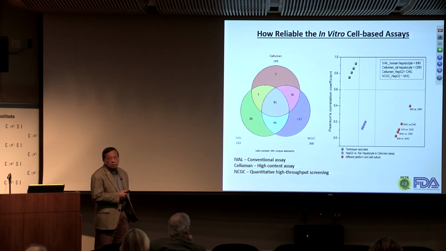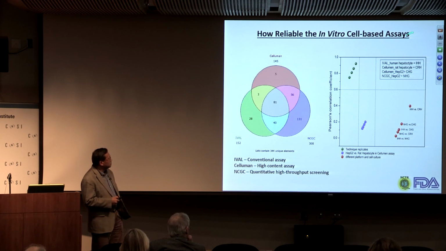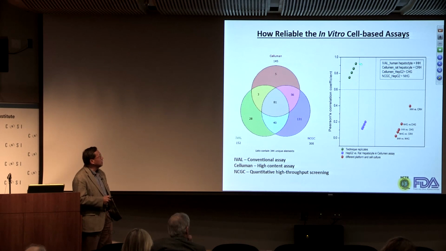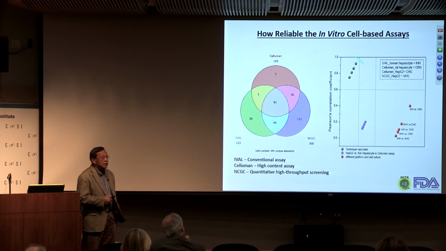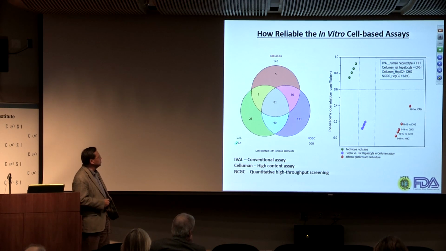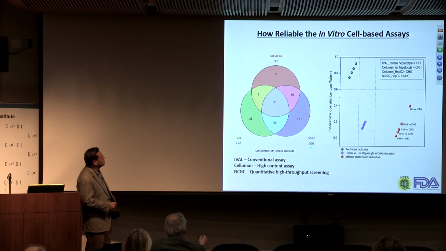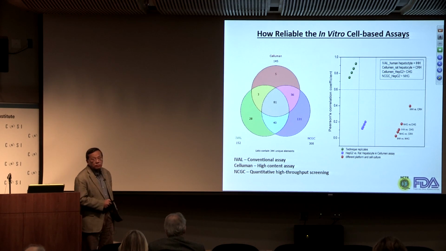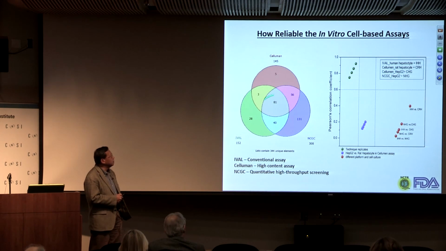So now we go back to what Rob mentioned, that the weakness right now for in vitro is lack of standardization. We happen to have three large sets of drugs tested on different platforms and even cell types. We have IVAL, the work I just described, using human hepatocytes with a conventional assay. Solomon is a high content assay; I mentioned they use either rat hepatocytes and also HepG2 cells. NCGC is a quantitative high throughput screen. We have 308 drugs in the NCGC screen, 152 in the IVAL screen, and Solomon has 145. We happen to have 81 drugs overlapping, tested among the three different systems.